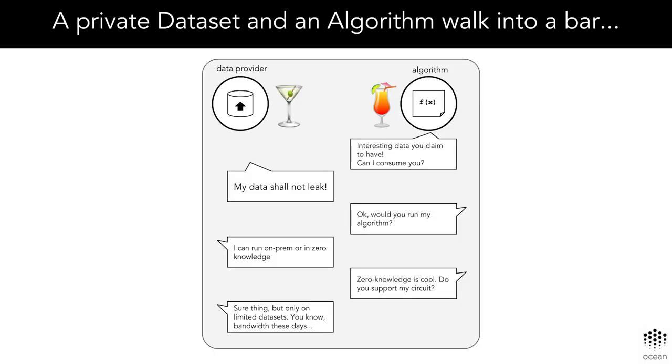So for example, for the latter, you could say that, well, imagine a data set and an algorithm, they walk into a bar and start negotiating. Like the algorithm says, oh, you have such sweet data, let me consume you. And then the data provider says, no, my data shall not leak because it has a lot of sensitive information in it. Well, would you mind me running at your site? I won't tell anyone. And then the data provider says, sure, but then we need to have some zero knowledge.